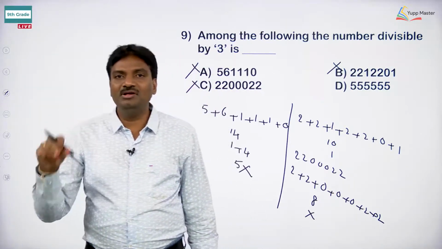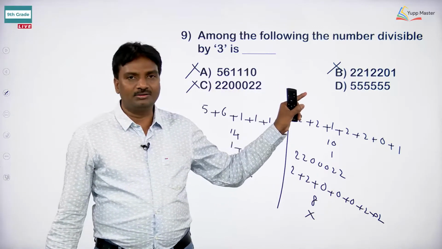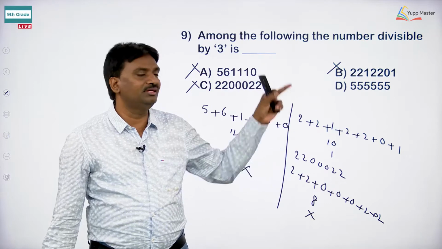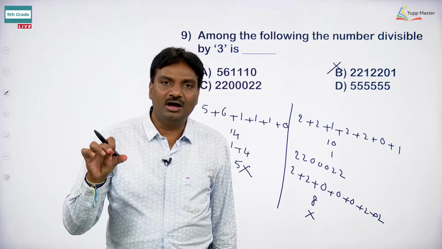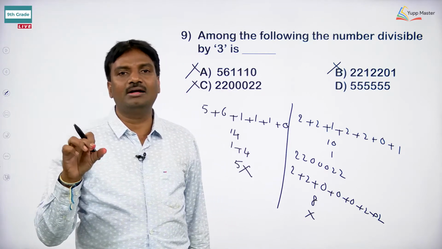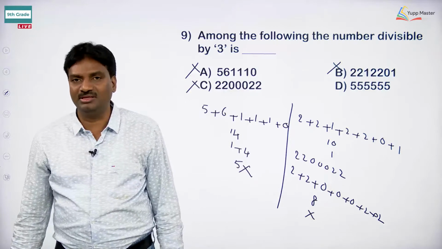Since options A, B, C are not correct, option D must be the correct option for the given problem. So while writing the examination, if the first 3 options are not correct, then we can take option D as the correct option for the given problem.